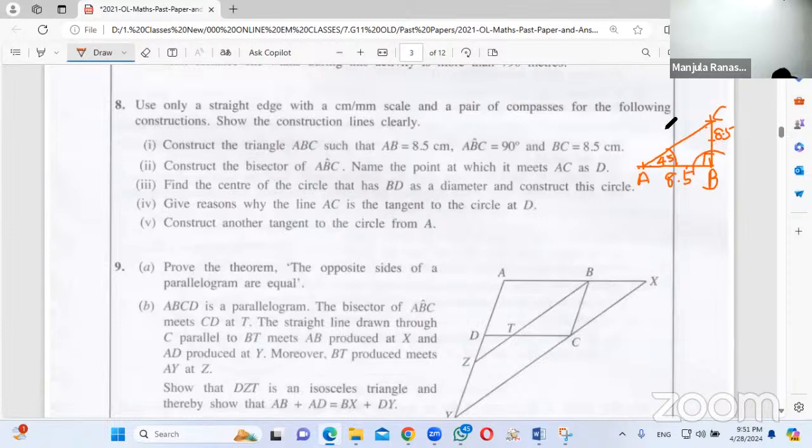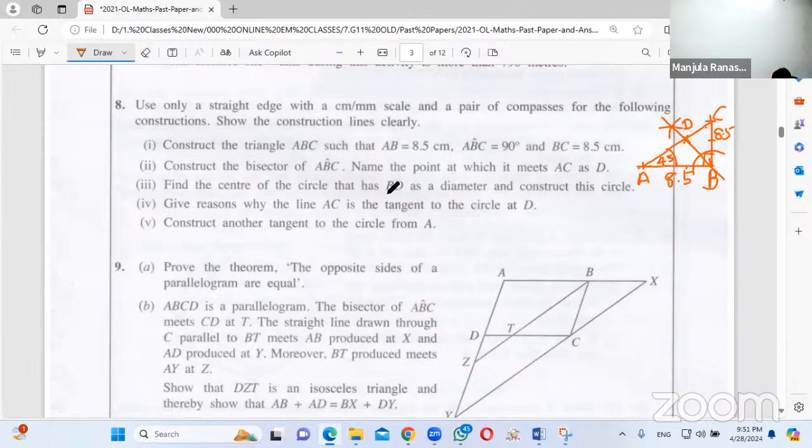Connect it like this. Now you can create this one. That is the angle bisector. Okay. Name the point at which it meets AC as D. So you can mark this as D. Okay.